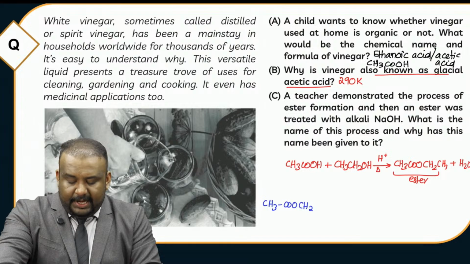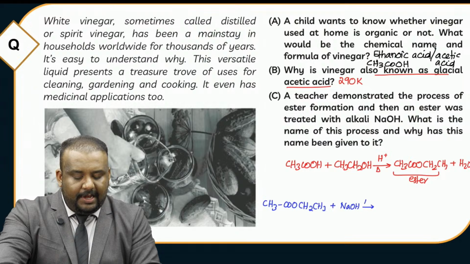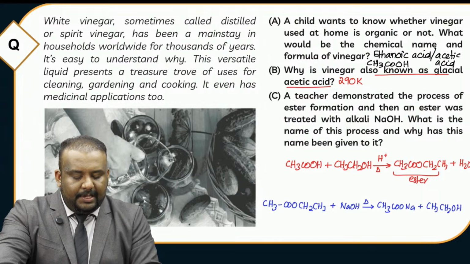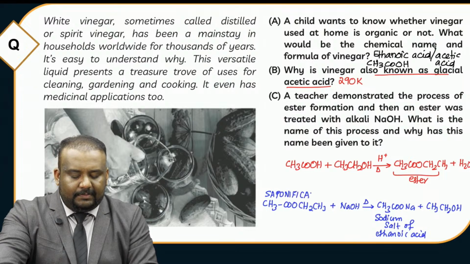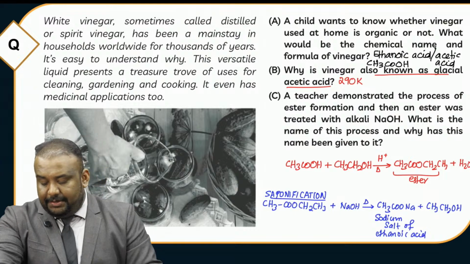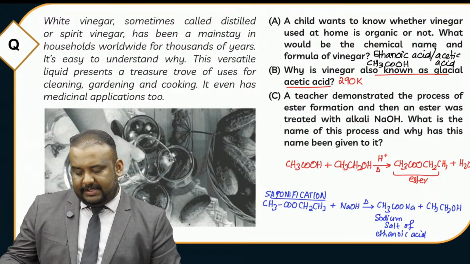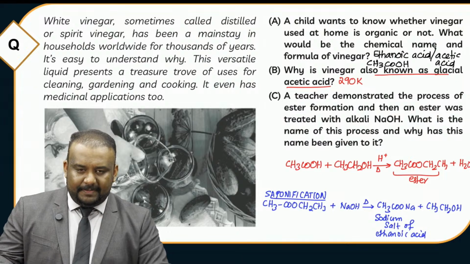CH3COOCH2CH3. This is an ester. When it is treated with NaOH, what are you going to get? You get CH3COONa plus CH3CH2OH. This is sodium salt of carboxylic acid, sodium salt of ethanoic acid. This is mainly used in the preparation of soap, and hence it is known as saponification, as it is used in the preparation of soap molecules. That's why it's called saponification. Clear?